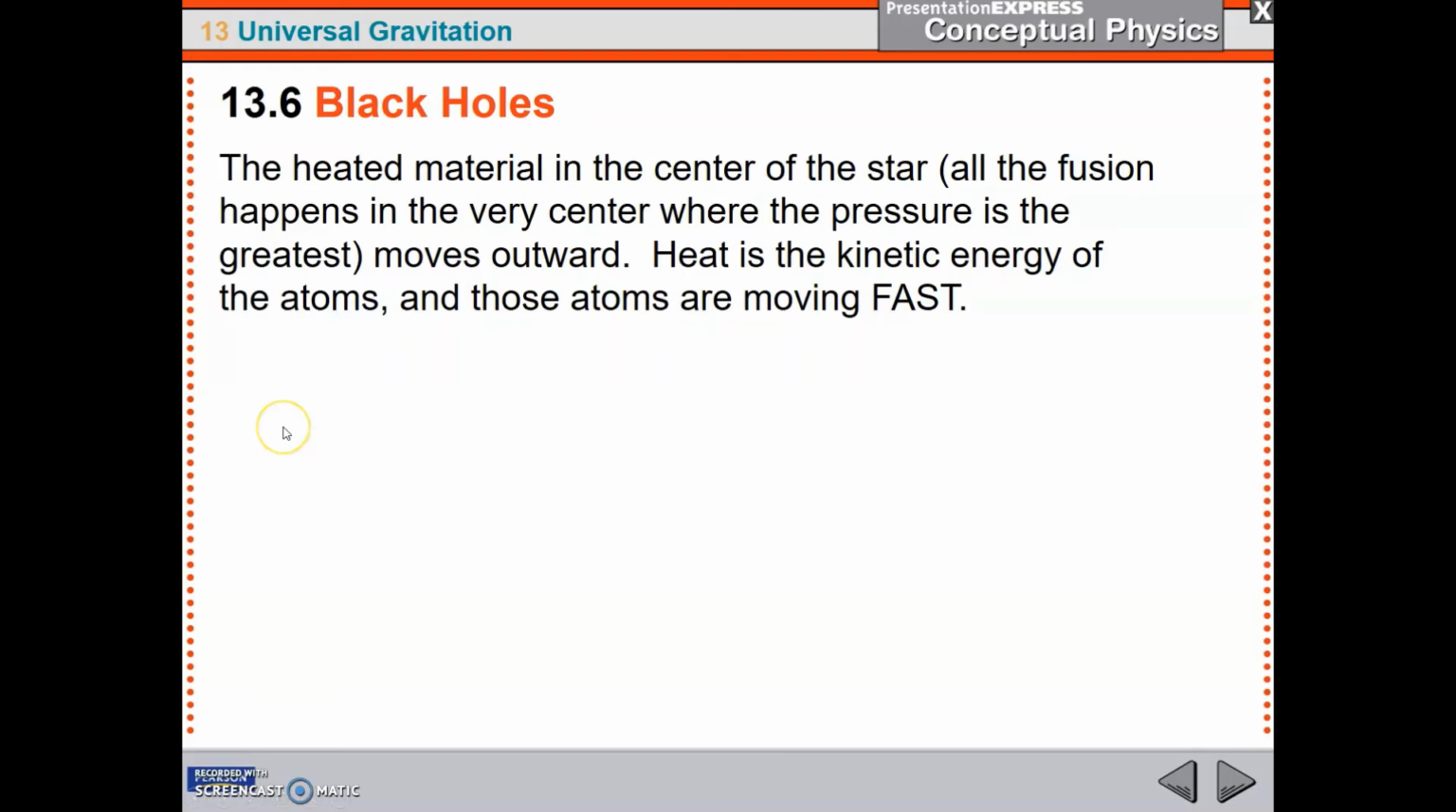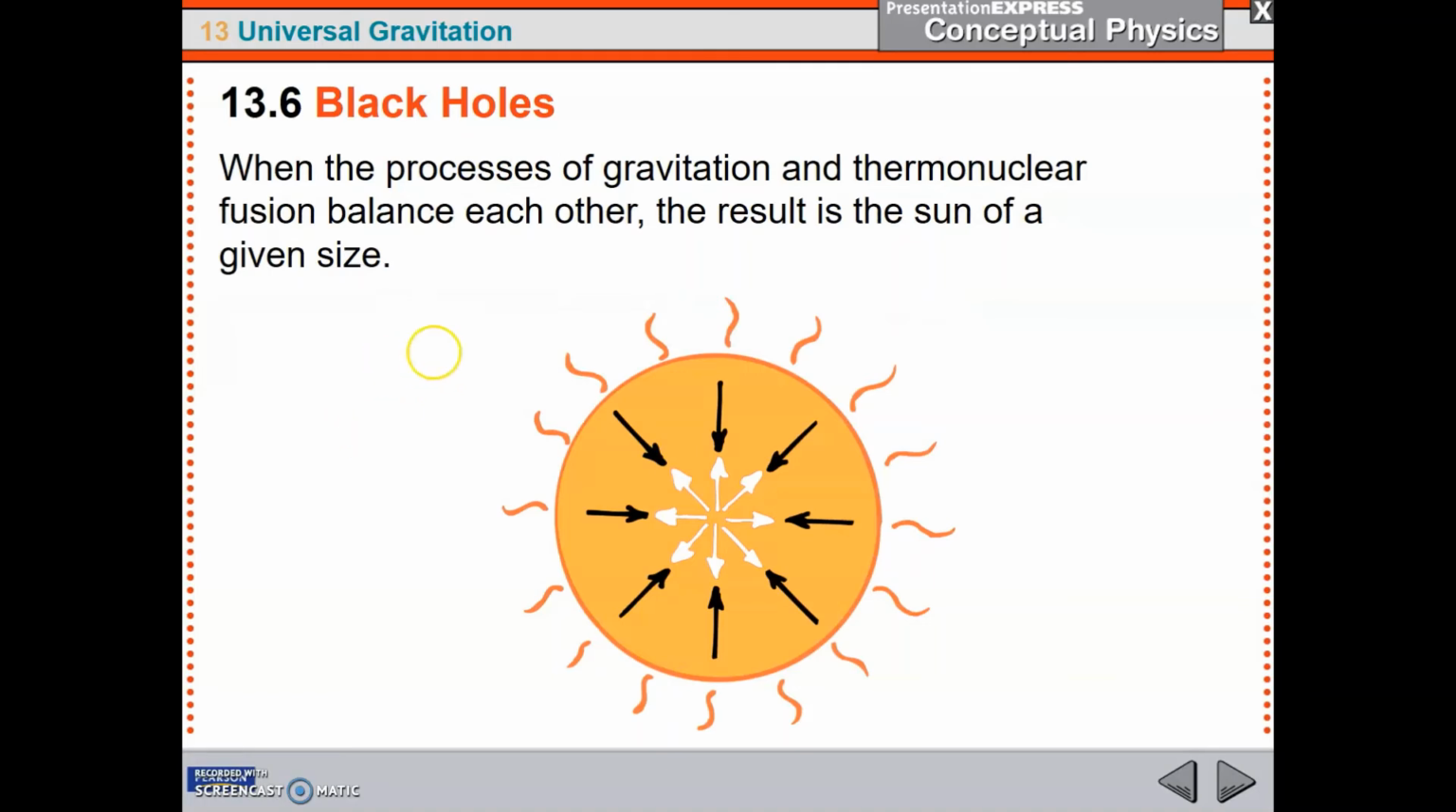Let's read this. The heated material in the center of the star, where all the fusion happens in the very center where the pressure is the greatest, moves outward. Heat is the kinetic energy of the atoms, and those atoms are moving really fast. So the white arrows represent the heat, which is made in the center, and that material gets heated up and pushes out, moves up to the top, and then the cold material from the outside cycles back in. That's a little beyond what we're doing right now. The heat is pushing out. Gravity is the black arrows pulling everything in.